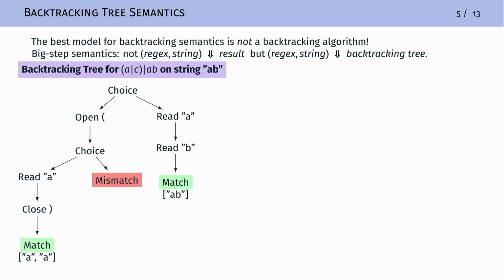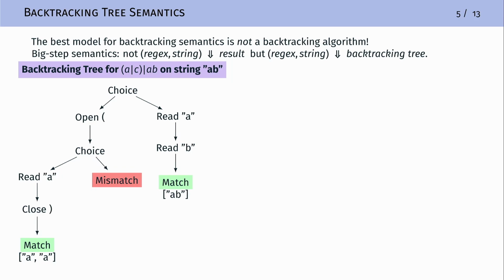So here is an example. This is a backtracking tree of the regex A or C inside a capture group, or AB, on the string AB. And whenever you want to try to match this regex, you have to make a choice between matching the capture group on the left or matching AB on the right. And so this is why our backtracking tree begins with a choice node at the top. And then the branches of the tree are ordered by priority. So we put on the left what has the most priority, in that case trying to open the capture group and match what's inside the capture group. And on the right, of course, we simply try to match AB, and then we find a match.